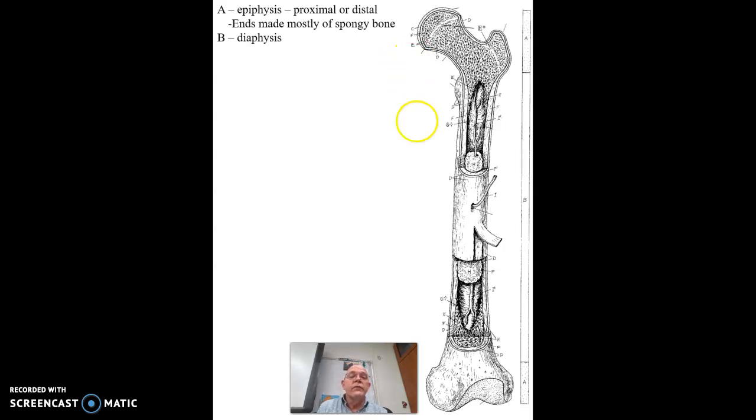Now, B, which is this middle section from here all the way down to here, what we would call the shaft or the main part of the bone, is called the diaphysis. The diaphysis is much harder. This is where it has to have the strength of the bone. If you look at this one, you can see this part right here is the diaphysis or shaft, and it is just solid. There are no little spaces, no honeycombing or whatever. It's very hard, solid bone.